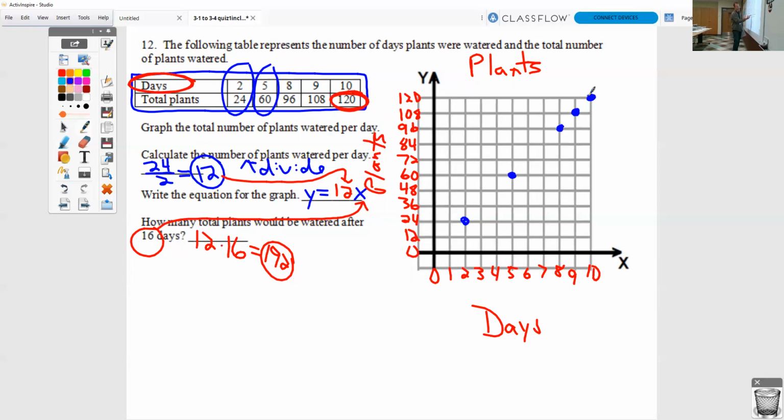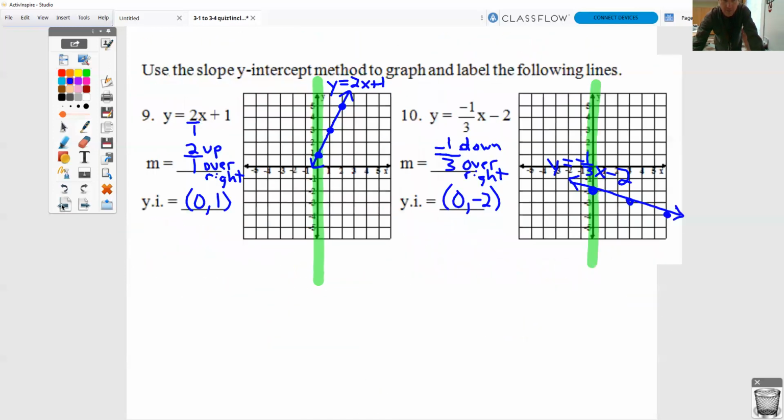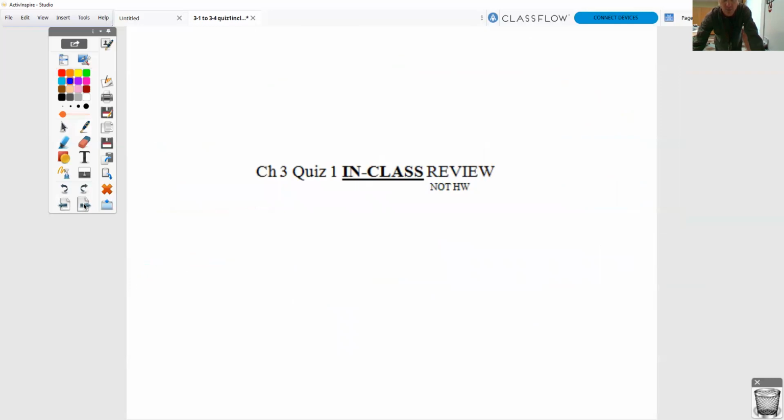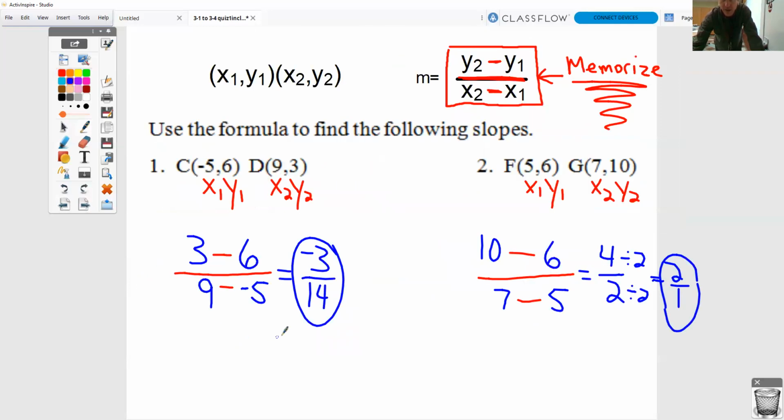You do have to start at 0, 0 when you go to draw your line, because in 0 days she would water 0 plants. Only put your arrow in the upper right, because you can't have it in the bottom left, because you can't have negative days or negative plants. That's what your quiz looks like. Make sure that you memorize that formula from the beginning: y2 minus y1 over x2 minus x1.